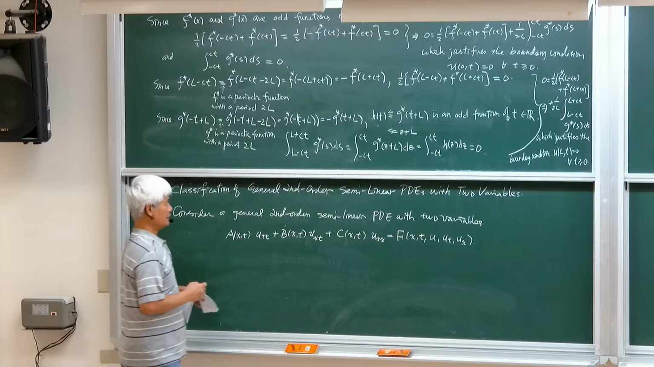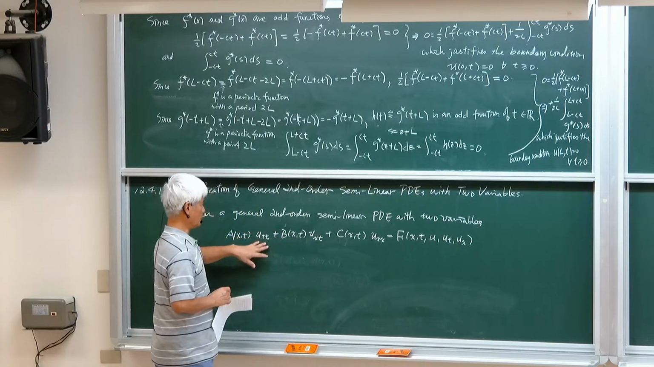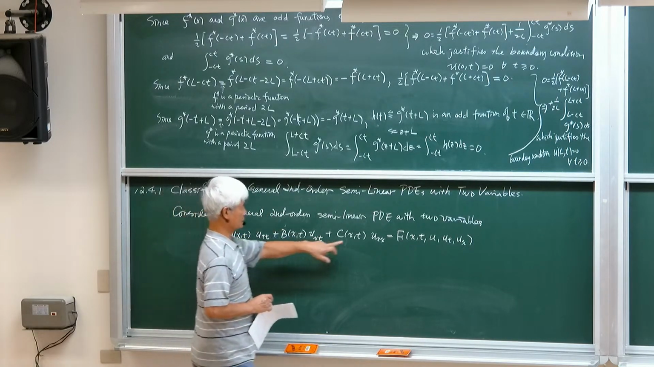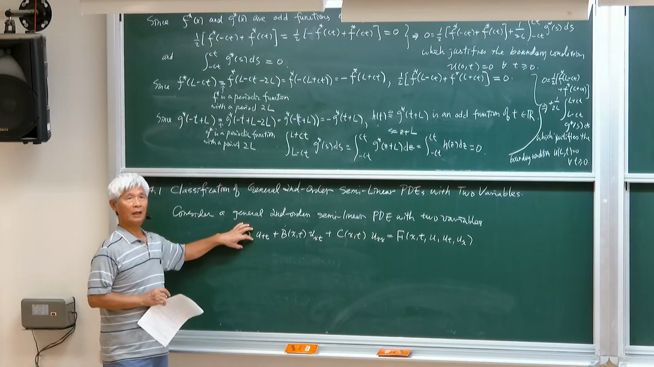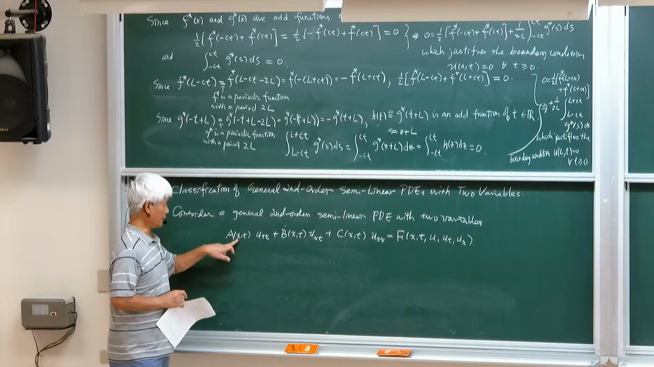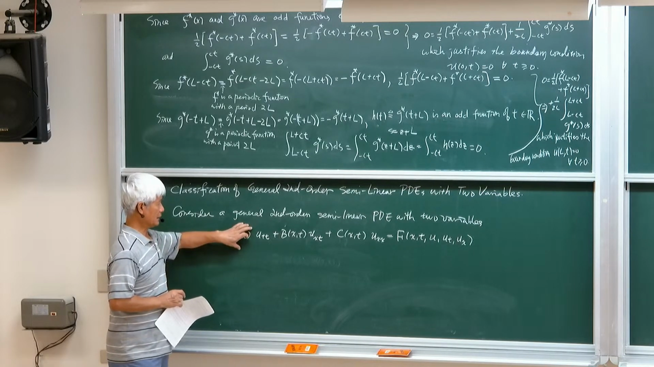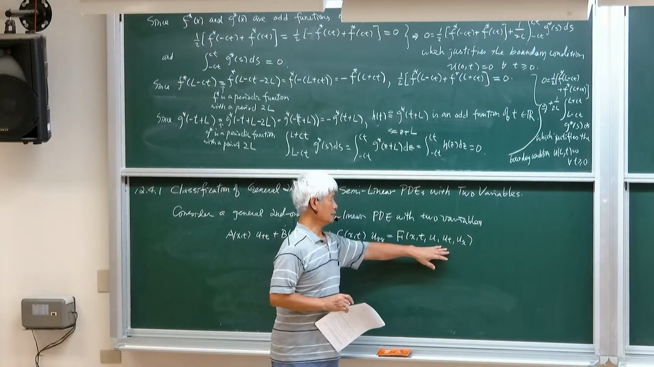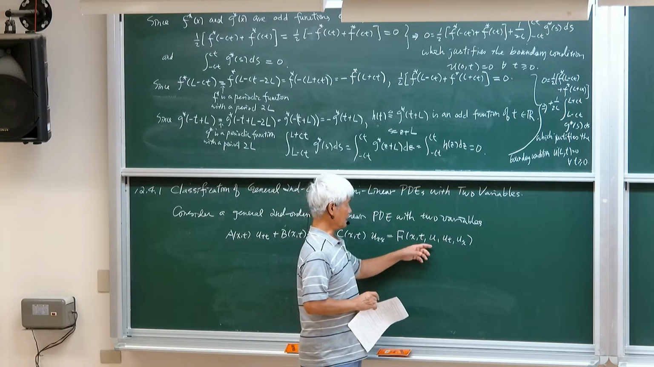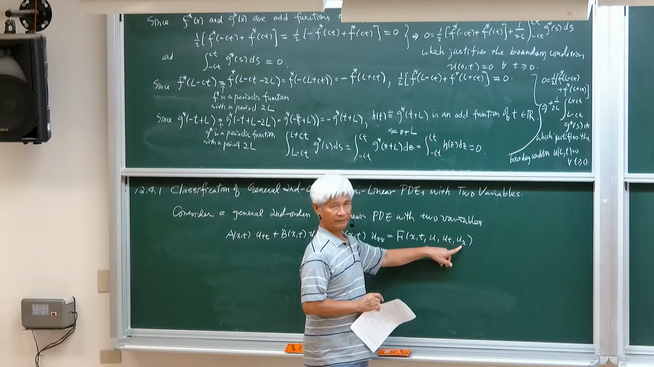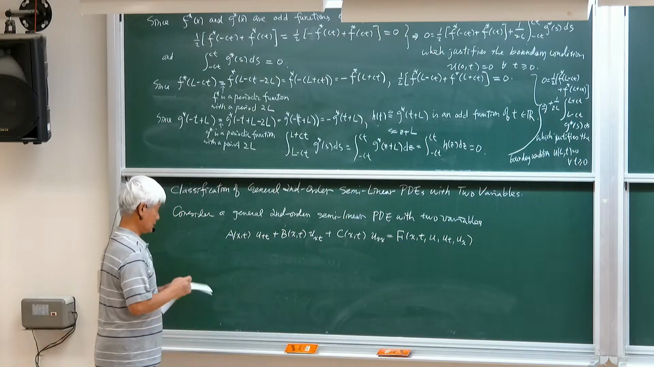Right, and it's semi-linear because we have only linear terms for the second order partial derivatives. Okay, and the coefficients depend only on the two independent variables x and t, not on u_t, u_x. Okay, but this function f may be highly nonlinear in u_t, u_x, so they can be arbitrary. Okay, so this is called the semi-linear PDE.